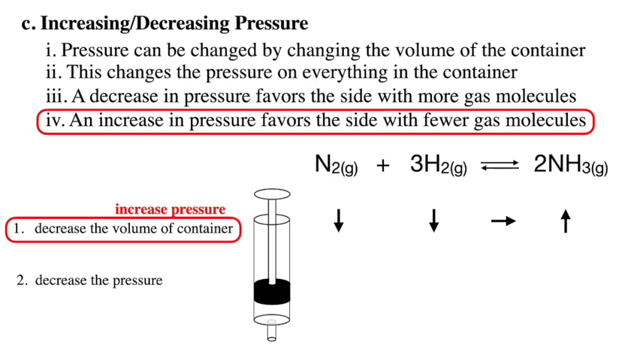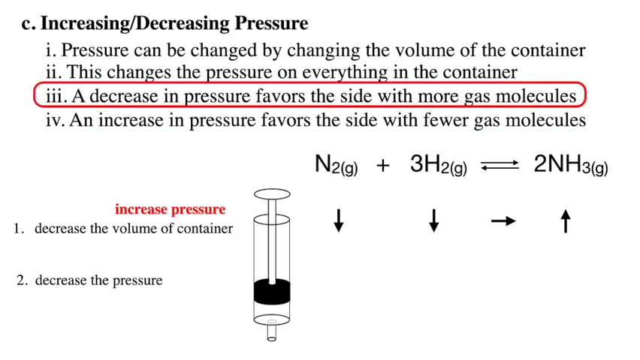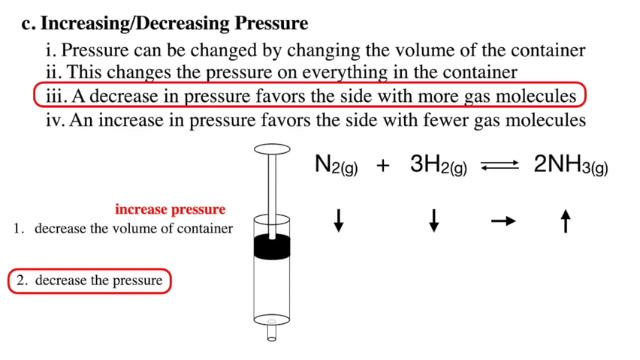Now let's say we decrease the pressure. If I do this and I decrease the pressure, which means just lift up the syringe, I favor the side with more molecules. So the reactant side has 4, so that goes up, and this goes down.